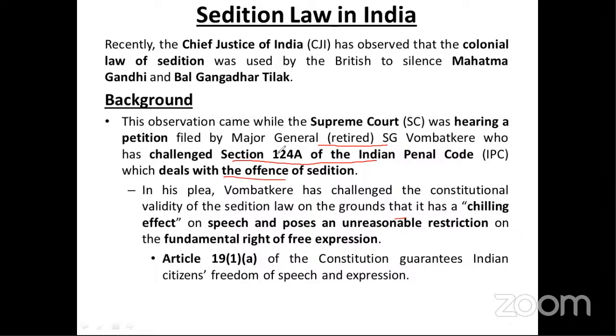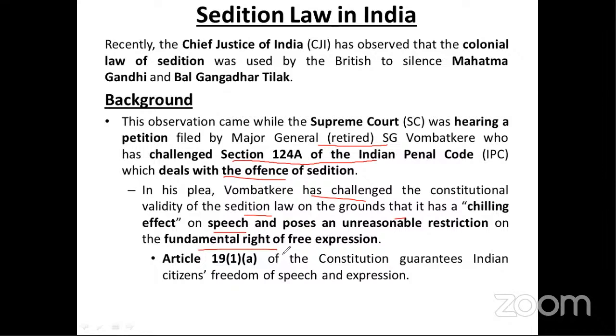In his plea, Bombatkere has challenged the constitutional validity of the sedition law on the ground that it has a chilling effect on speech and poses an unreasonable restriction on the fundamental right of free expression. Which fundamental right is being violated? This is Article 19(1)(a), which clearly says that the Constitution guarantees India's citizens freedom of speech and expression.